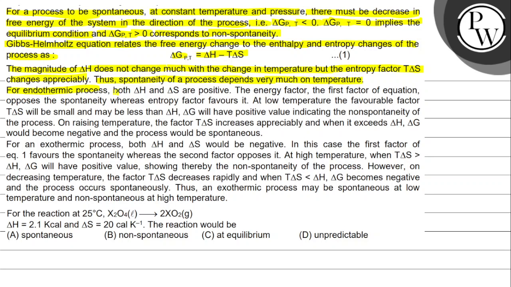For an endothermic process, both delta H and delta S are positive. The energy factor, the first factor of the equation, opposes the spontaneity, whereas the entropy factor favors it. At low temperature, the favorable factor T delta S will be small and may be less than delta H. Delta G will have a positive value indicating the non-spontaneity of the process. On rising temperature, the factor T delta S increases appreciably, and when it exceeds delta H, delta G would be negative and the process would be spontaneous.